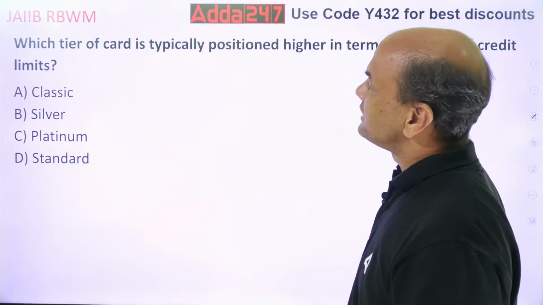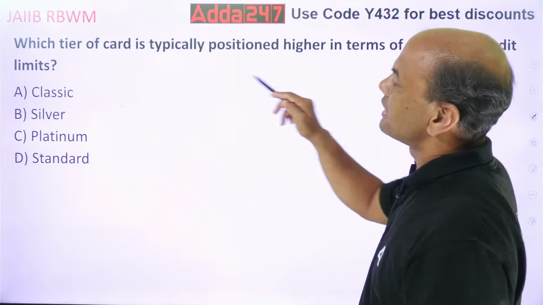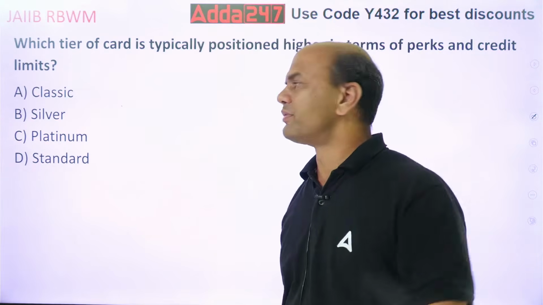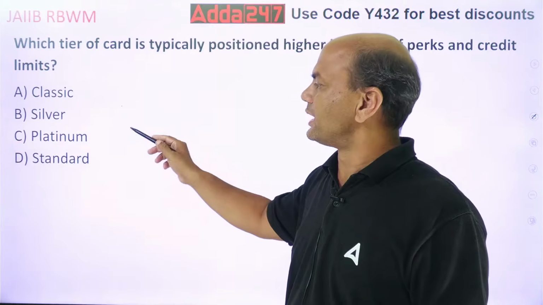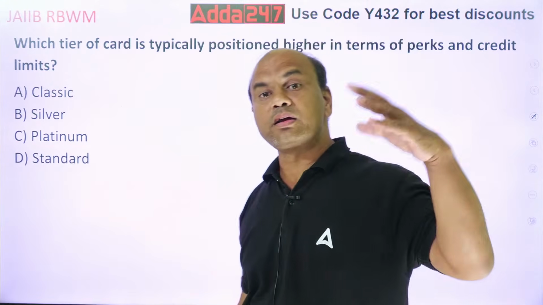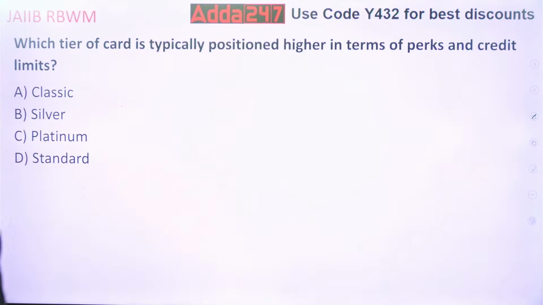Which tier of card is typically positioned higher in terms of perks and credit limit? Classic, silver, platinum and standard. Which is generally the higher card? Let me see how many of you have worked in the cards division, credit card division.